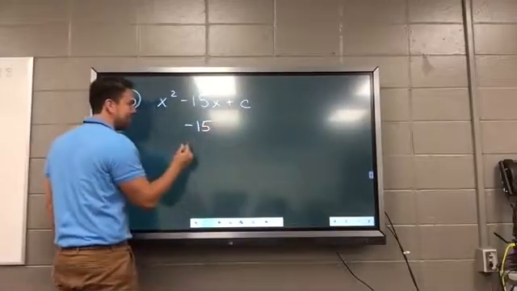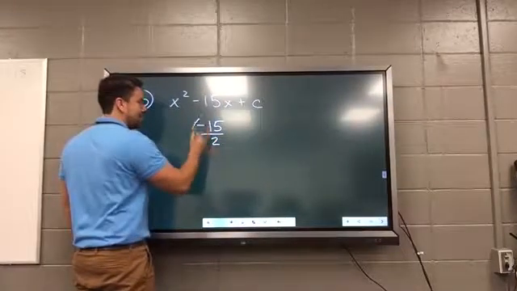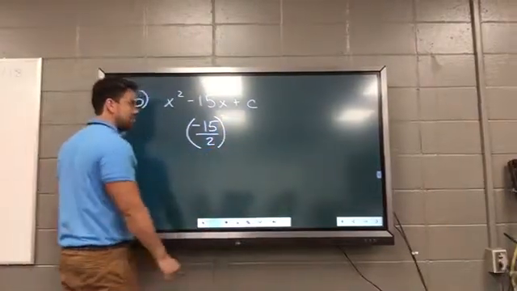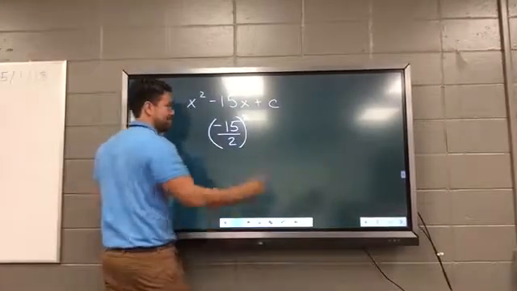Negative 15. What do you do with that? Divide by 2 and then square. And then you get 30 over 4. No. So you get 225 over 4.